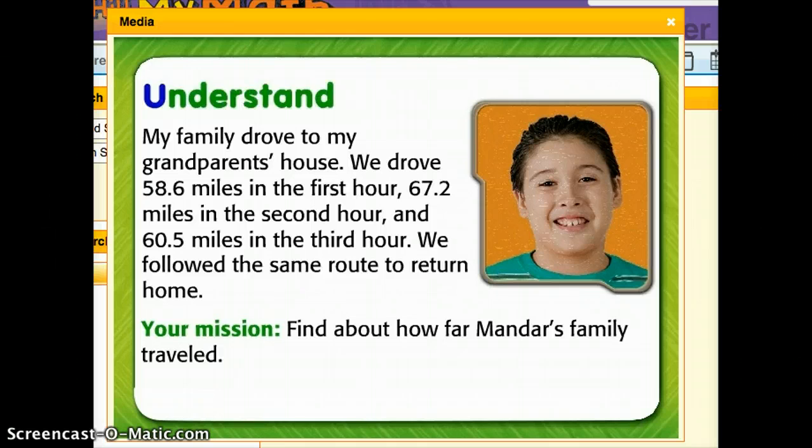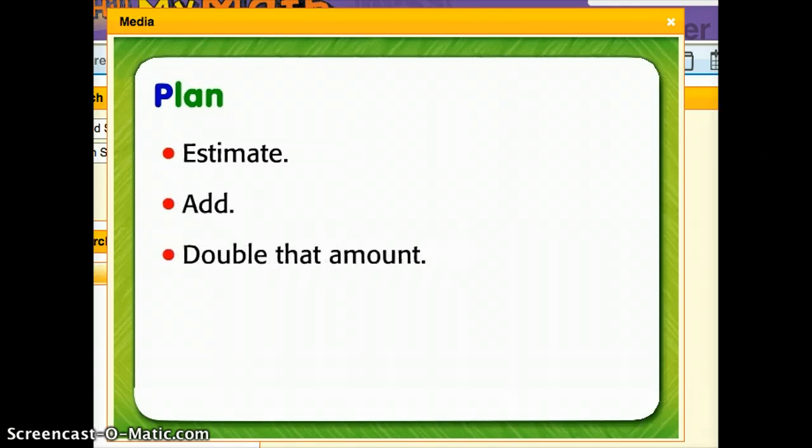First, we need to understand the problem. You know that the family drove 58.6 miles, 67.2 miles, and 60.5 miles. You need to find about how far Mandar's family traveled together. Next, we need a plan. Since you only need to find about how far they traveled, you can estimate the number of miles traveled each hour. Add the estimated miles, then double that amount for the trip back home.